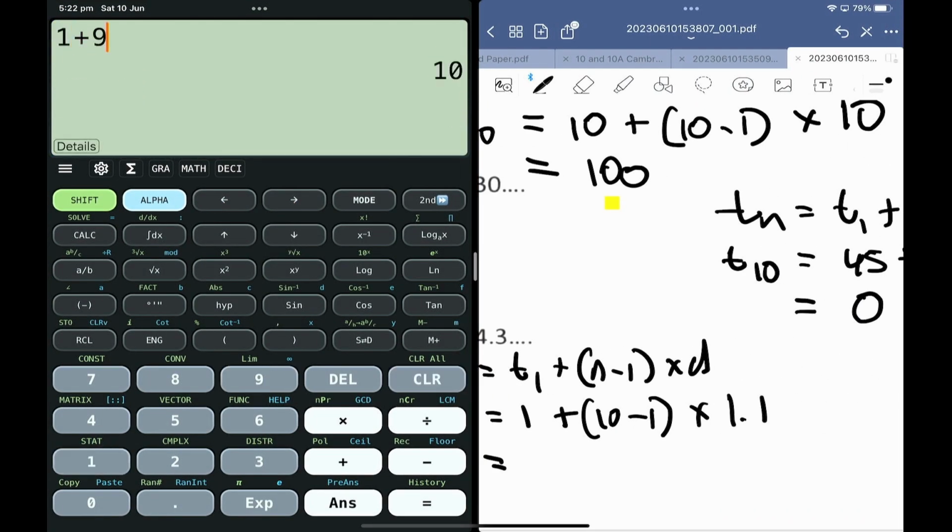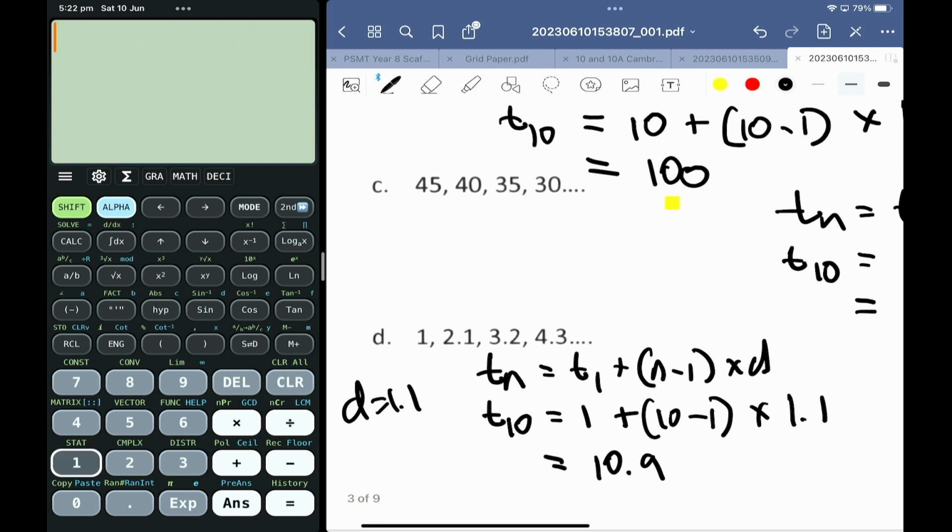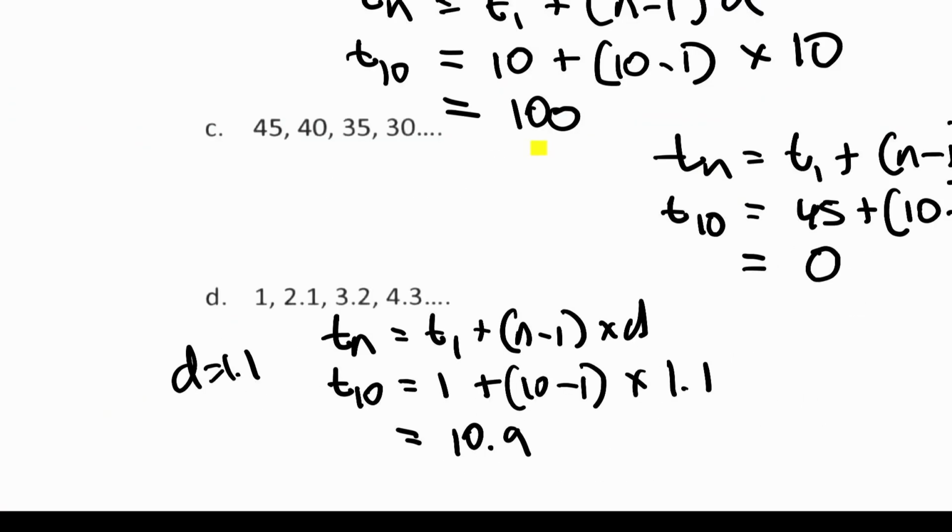Giving us, plug it into the calculator. The 10th term should be 10.9. And again, we'll double check that with calculator recursion. So we put in a 1 for the first term, hit equals, hit answer, plus 1.1. It's our second answer. The third term, the fourth, 5, 6, 7, 8, 9, and the 10th term is 10.9. Good. All right. Over the page.